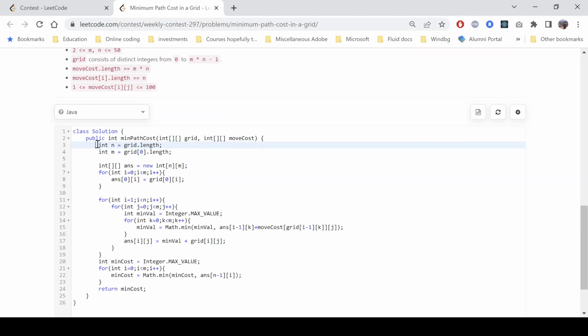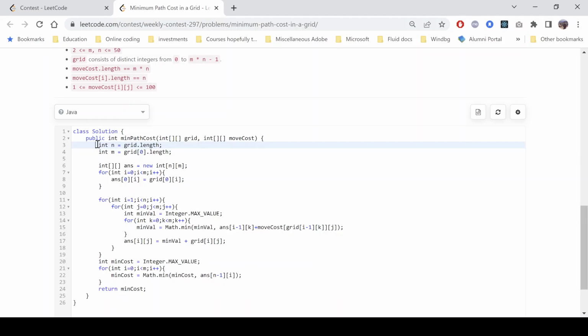For the first row, the cost will be equal to the values present in that cell only, because obviously this is the first row, right? So you will be starting from here only. And now this is the core logic. For each and every cell we need to compute the minimum cost, right? So we traverse each and every row, and each and every column in every row. We consider the first row, and for each column in that row we need to compute the values. Now to compute the values, we again need to visit all the columns in the previous row, right?